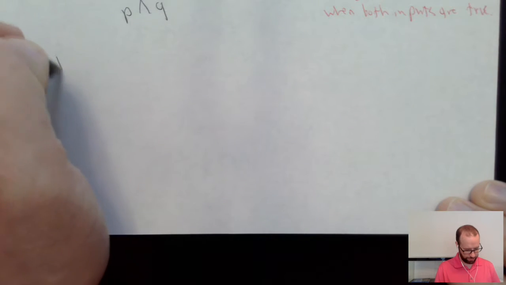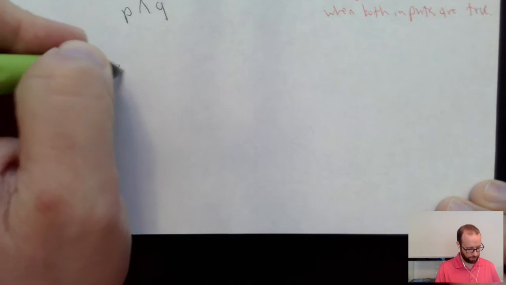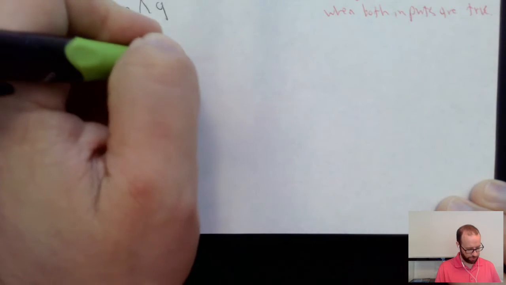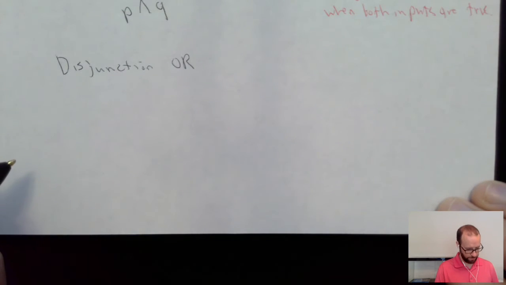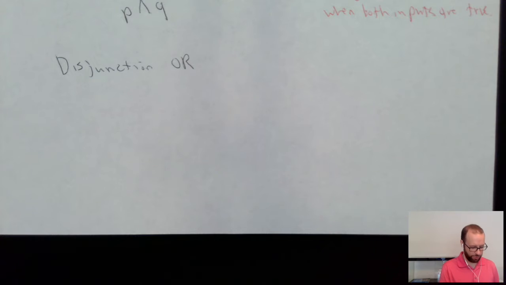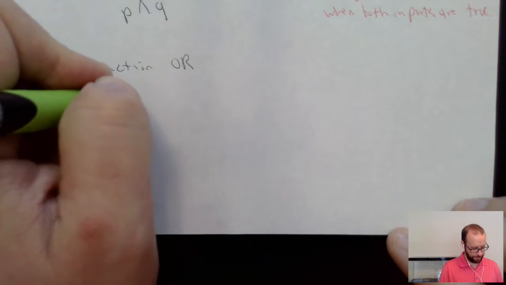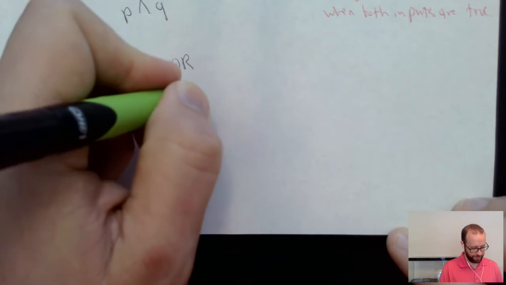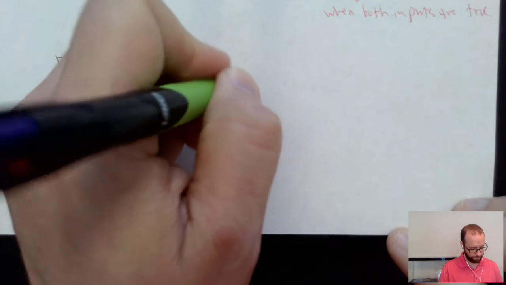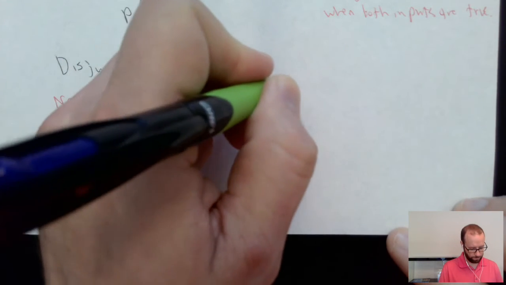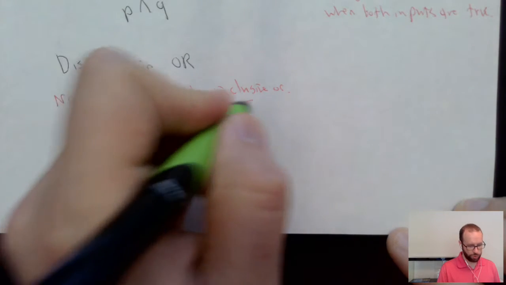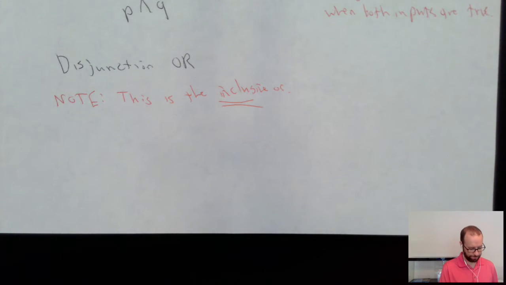Let's work through the truth table for disjunction. Remember, disjunction is or. And it's important to note this is the inclusive or. Okay, disjunction is the inclusive or.